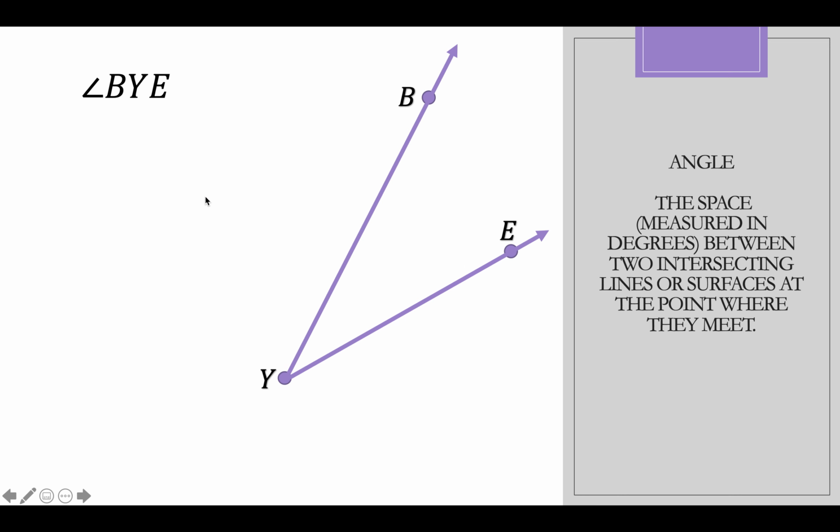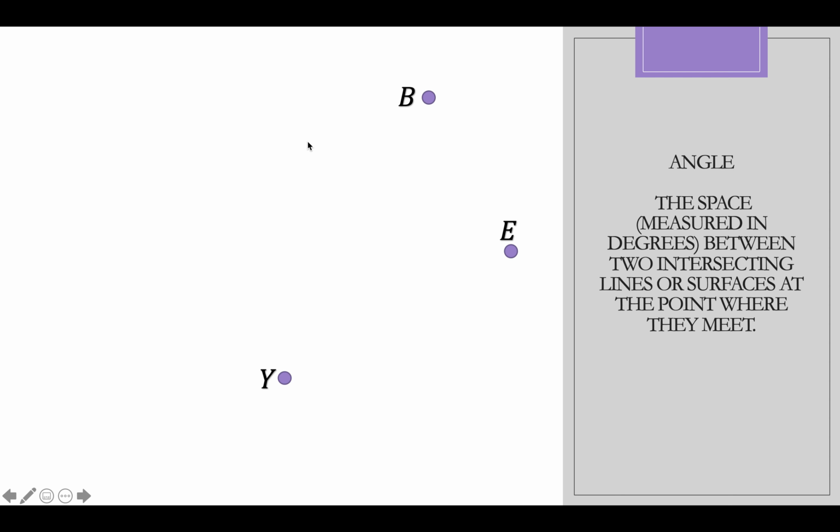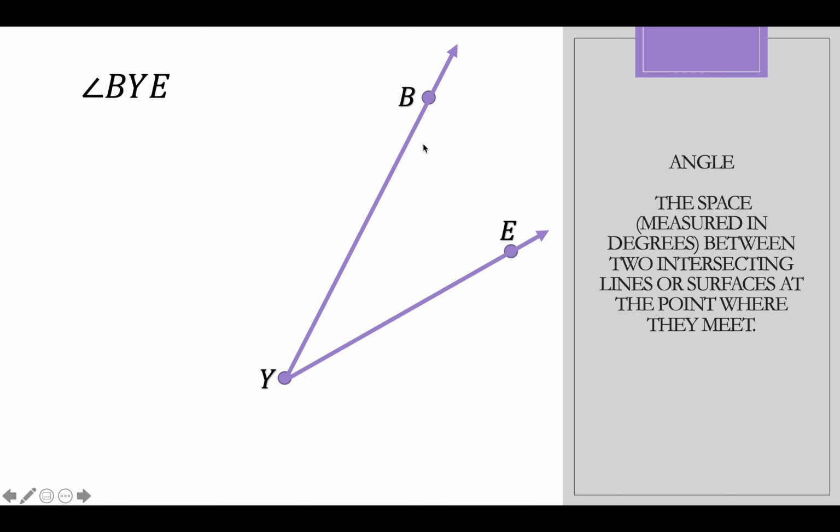And you guys can see how this would work. Even if I didn't have these lines here, BYE can still be seen. But it only can be seen if I include Y as the middle letter, right? If I call this something else, like YEB, that's not the same angle, because now I'm talking that E is the vertex. And you guys can see here that if I call this angle BYE, Y is the only vertex, because Y is the only one that has two lines meeting at it, which is the qualification for a vertex.